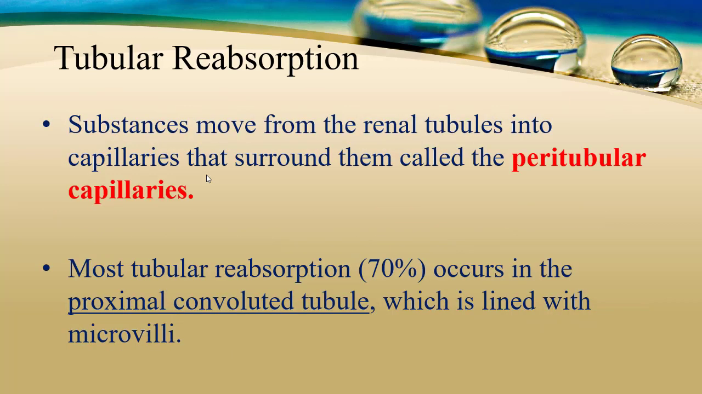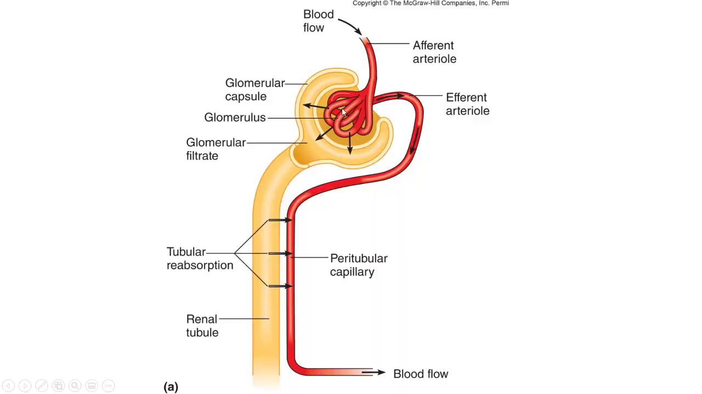All right, now we'll move on to tubular reabsorption. Substances will move from the renal tubules into the blood capillaries that surround it, and those capillaries are called peritubular capillaries. Most tubular reabsorption, roughly 70% or so, will occur in the proximal convoluted tubule, and the structure is lined with a series of microvilli. So most of the reabsorption happens right after it leaves the glomerulus in that first part of the tubule, the proximal convoluted tubule. We'll take a look at one glomerulus, one capsule here, afferent arteriole here, blood gets filtered.